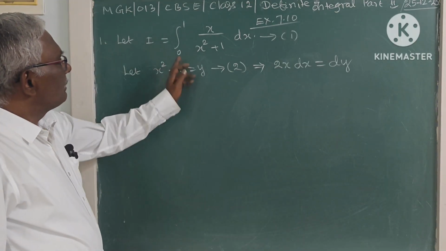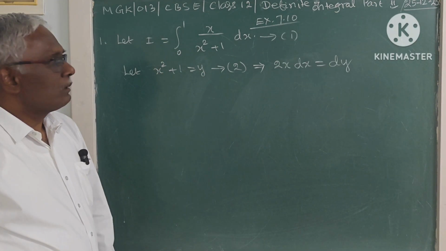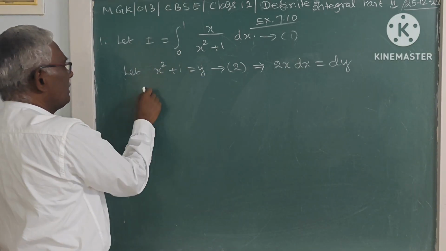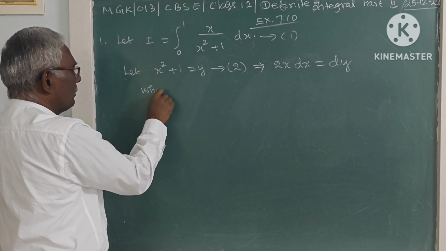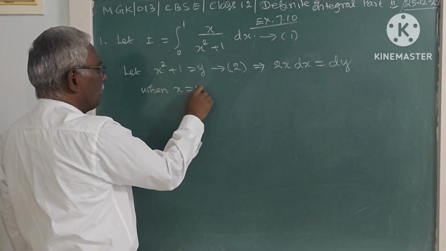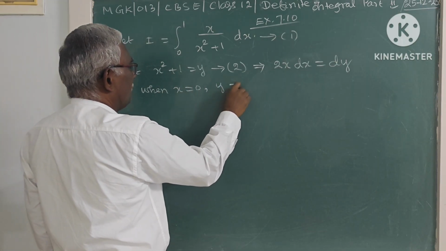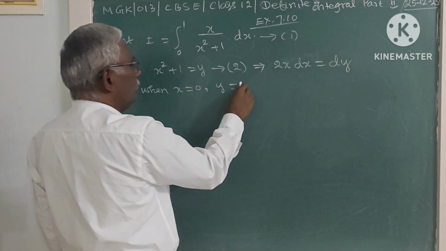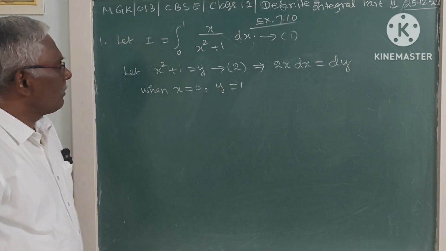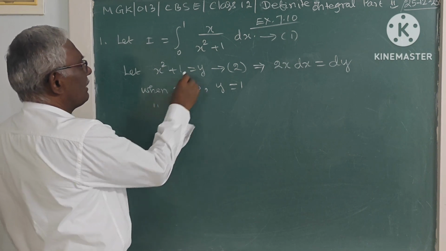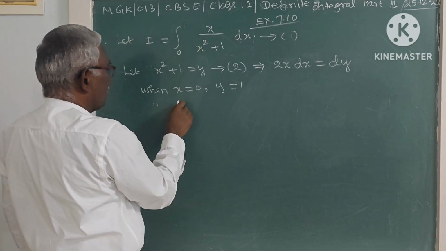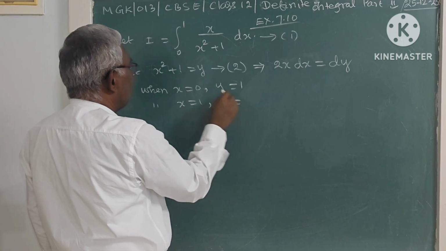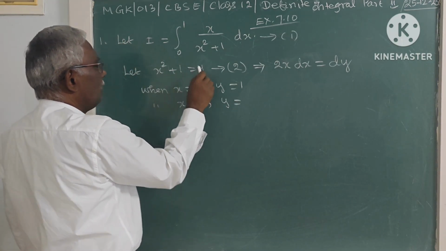We have to change the limit of this integral also. When x is 0, what is the value of y? Y is equal to 1. When x is equal to 1, y is equal to 1 square plus 1, which is 2.